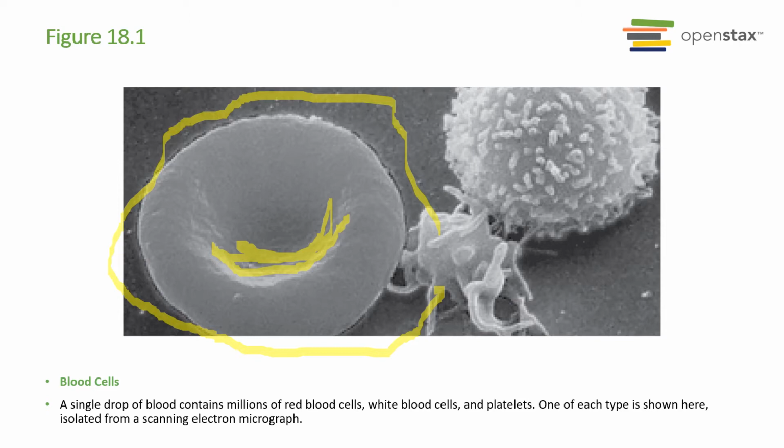So the shape is dimpled on both sides, and this is what makes the blood red. Some places will list that the function of the red blood cell is to make the blood red. We don't care what color the blood is. We care that it carries oxygen. So the function is to carry oxygen. And we also see some white blood cells and maybe some little bits of platelets.